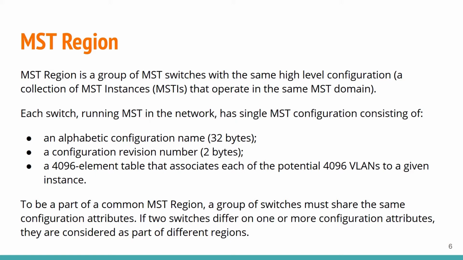First is alphabetic configuration name, which is 32 bytes. Second is configuration revision number, which is 2 bytes. And 4096 element table that associates each of the potential 4096 VLANs to a given instance. To be a part of common MST region, a group of switches must share the same configuration attributes. If two switches differ on one or more configuration attributes, they are considered as part of different regions.